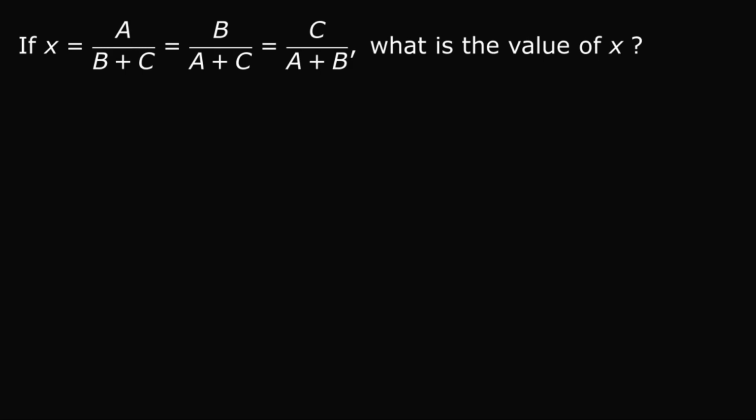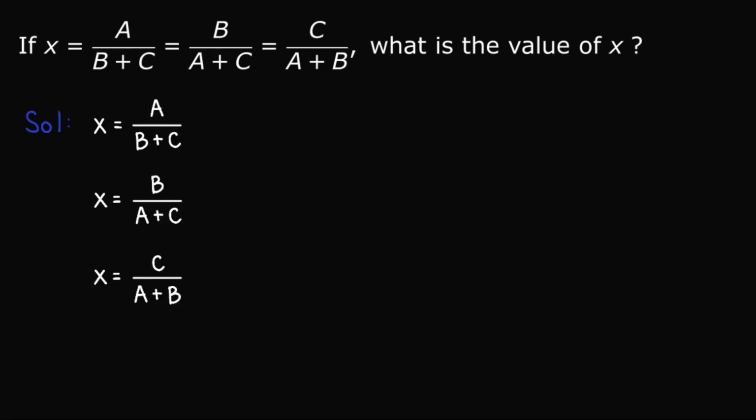Okay, good. I hope you tried this one out, and let's start. So to solve this one, we first split this equation into 3. So we'll have this 1, this 2, and this 3. That is, we'll have x equals a over b plus c, x equals b over a plus c, and x equals c over a plus b.